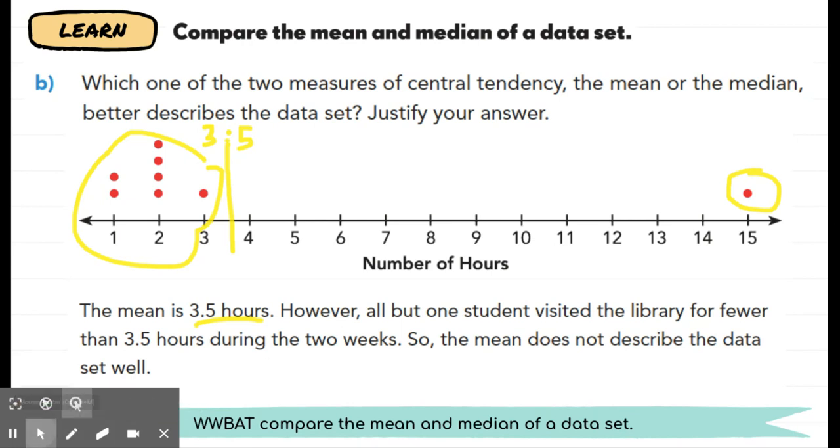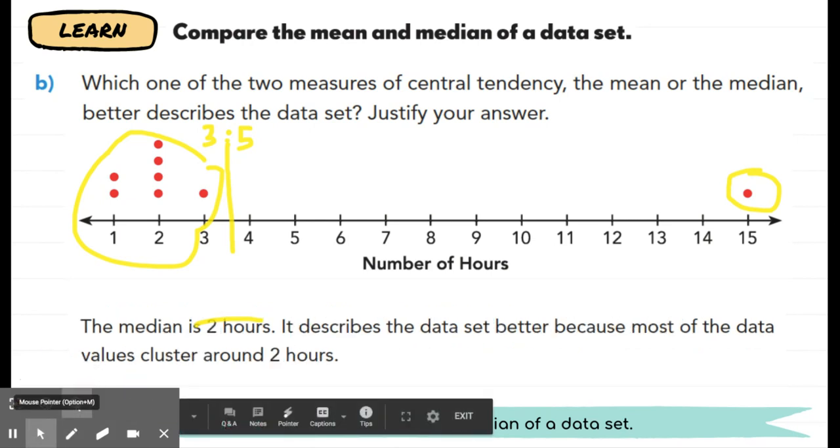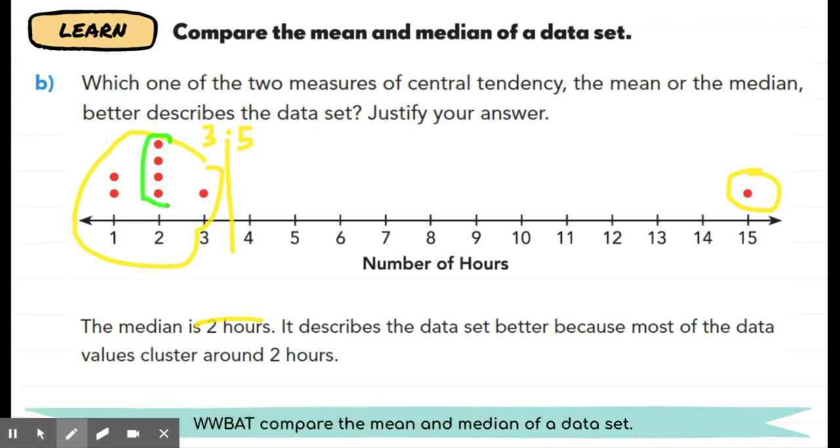But on the other hand, the median is 2 hours, and it describes the data set better because most of the data values cluster around 2 hours. So the majority of the students go to the library twice per week.